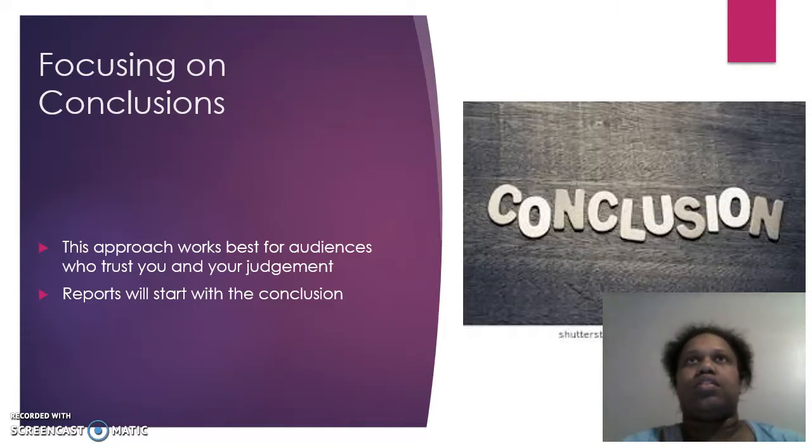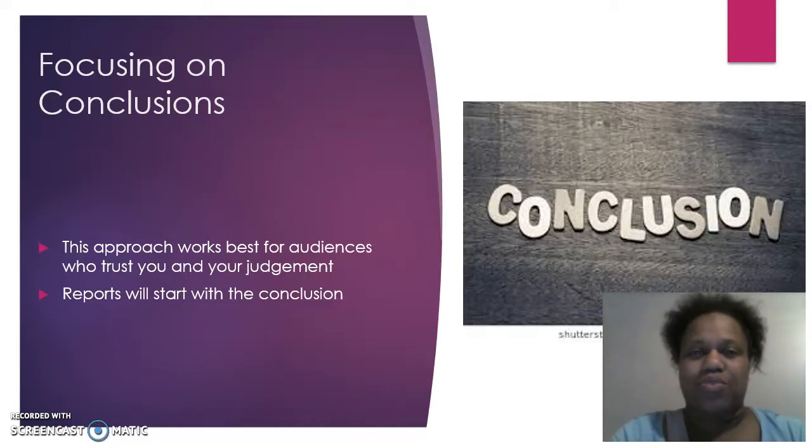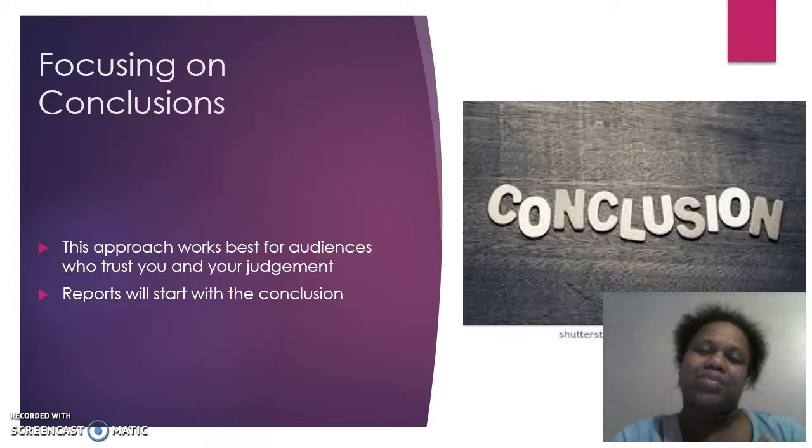So maybe managers who trust you, or people that you report to that trust your judgment and you have proven in the past that you know what you're talking about, might accept that approach a lot better than people who don't quite know or understand your approach. So those reports will always start with the conclusion, and then the main ideas will basically back them up.